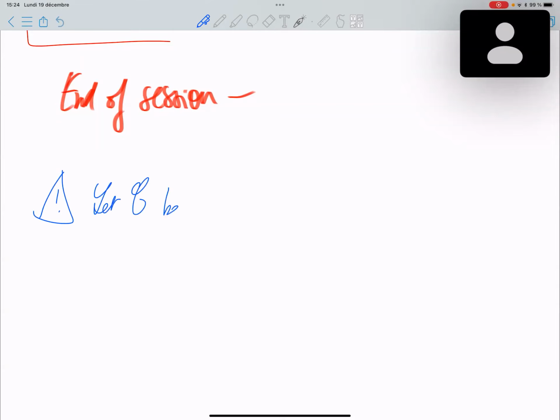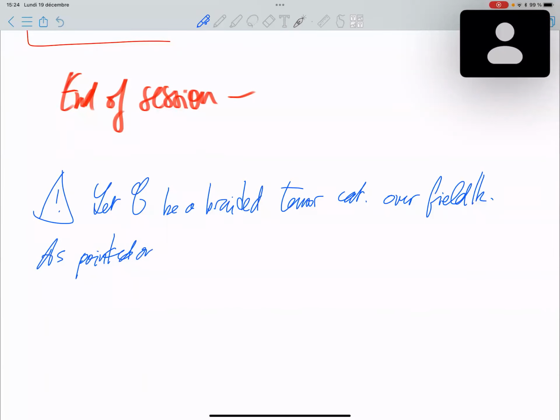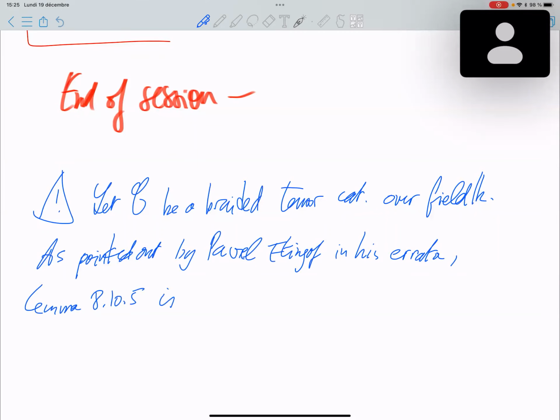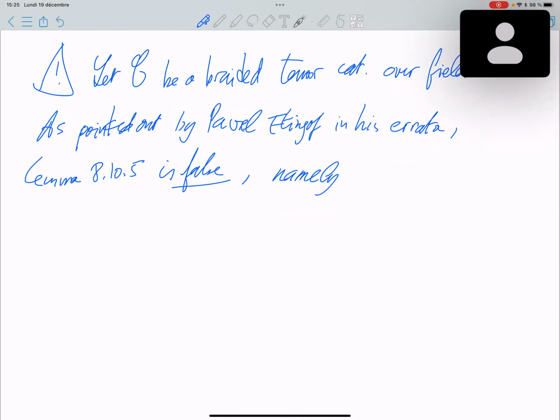So let C be a braided tensor category over a field K. As pointed out by Pavel Etingof in his errata, he wrote an errata file. In the book, Lemma 8.10.5 is false. Namely, what is false is the following.